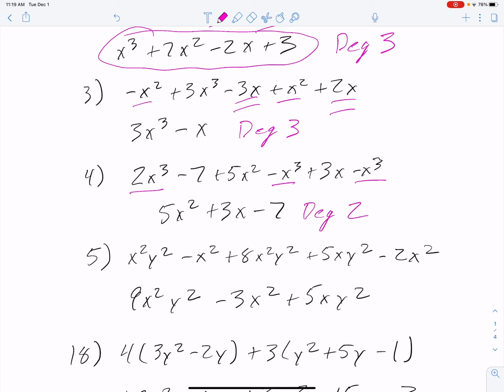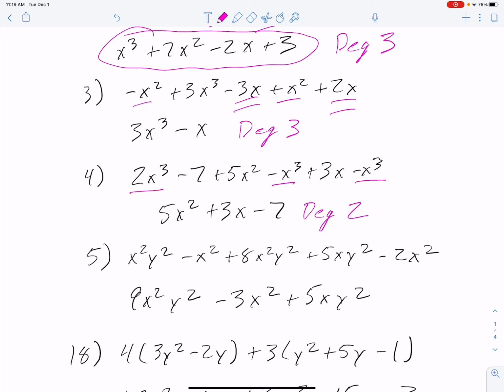x squared y squared, pardon me, and 8x squared y squared are going to add up to 9x squared y squared. Negative x squared minus 2x squared are going to add up to negative 3x squared, and then 5xy squared has no like terms. Now this is a case again where it gets a little tricky, but we're going to follow our x values, our alphabet, and write this in descending order. This would be a polynomial of degree 4.